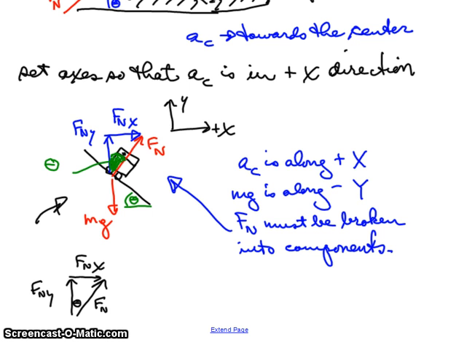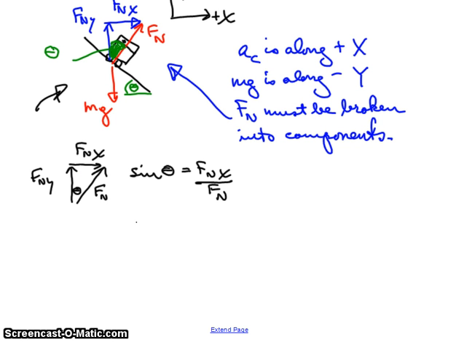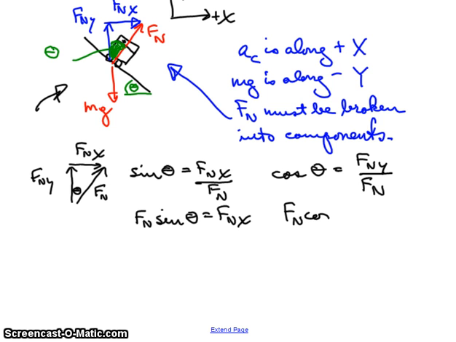This angle is theta. So from this you can see that the sine of theta is going to equal f sub n x over f sub n, or f sub n sine theta is going to equal f sub n x. Correspondingly, the cosine of theta is going to equal the adjacent, which is f sub n y, over the hypotenuse, f sub n, or f sub n cosine of theta is going to equal the y component.